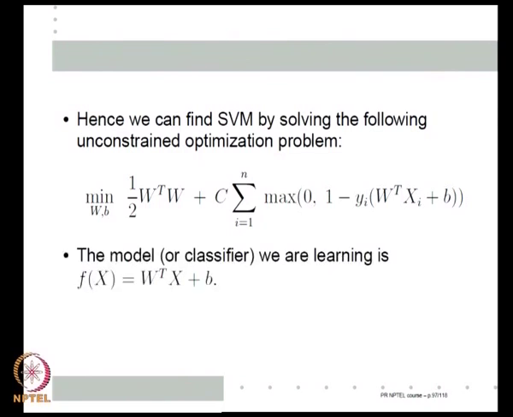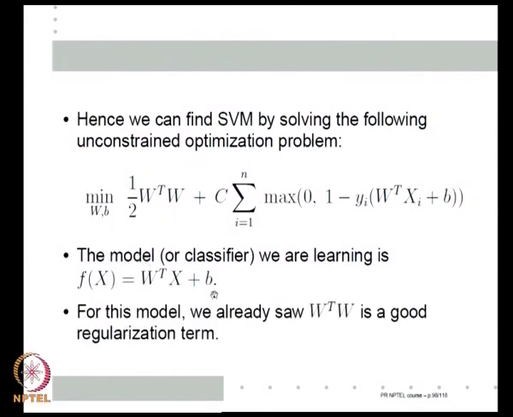Now, the model we used is f(x) equals W transpose x plus b. So, this term is like something between y_i and f(x_i). This is f(x_i). So, 1 minus y_i f(x_i) is some function of y_i and f(x_i). So, this can be a loss function. If this is a loss function, this should be the regularization term. Of course, where that C comes is a matter of convenience. And we know that this is a regularization term, because for this model, we already know that W transpose W is a good regularization term. So, this must be the empirical risk.